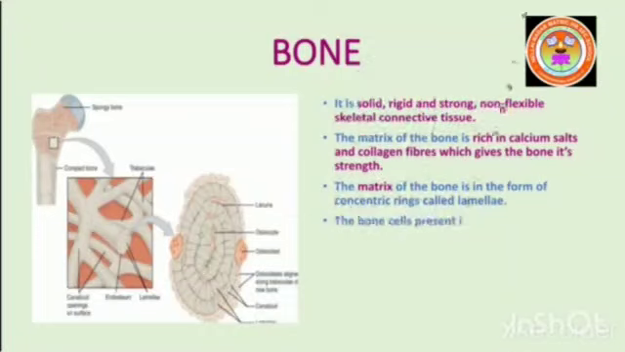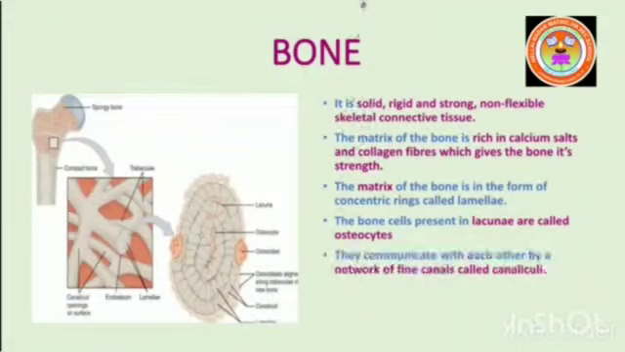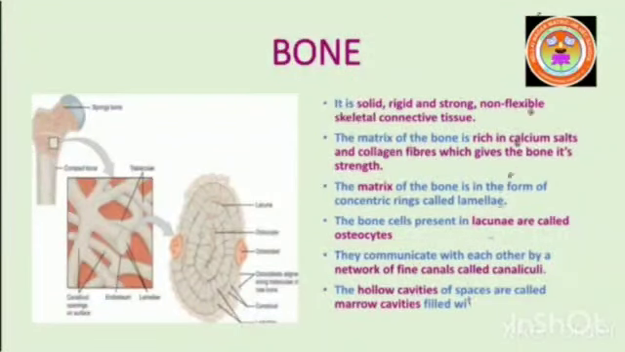The bone cells present in lacunae are called osteocytes. They communicate with each other by a network of fine canals called canaliculi. The hollow cavities or spaces are called marrow cavity, filled with bone marrow.